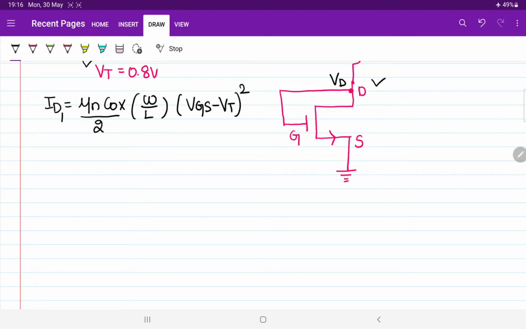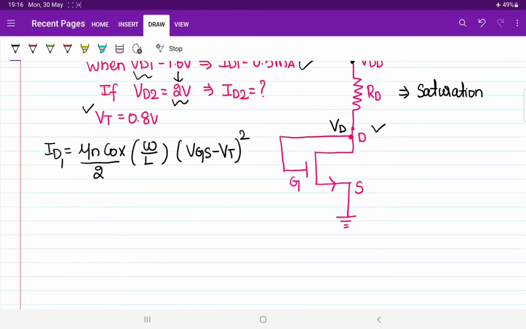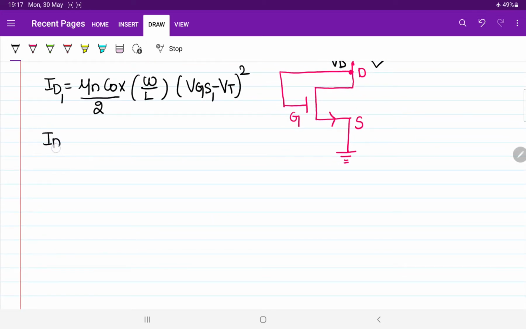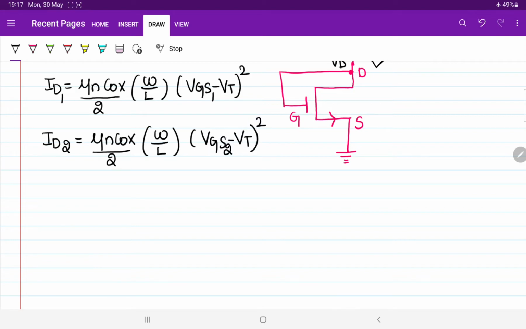Case number 1, I am calling it ID1. The thing which is varying here is the value of VD. Only VD they are varying. VD variable means the value of VGS is also going to change. We have to bring the relation between VGS and VDS like we did in the previous question, the same kind of relation. So if I write the expression for ID2, it is going to be ID2 = (mu n Cox / 2) (W/L) (VGS2 minus VT) whole squared.